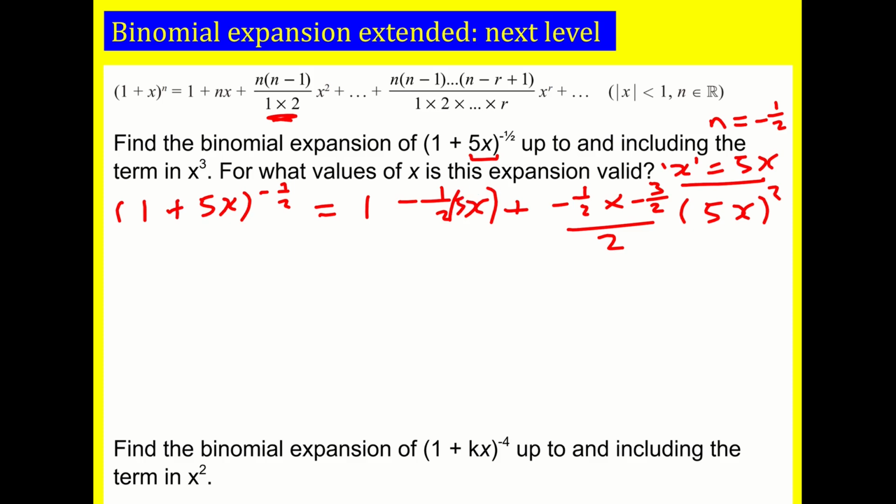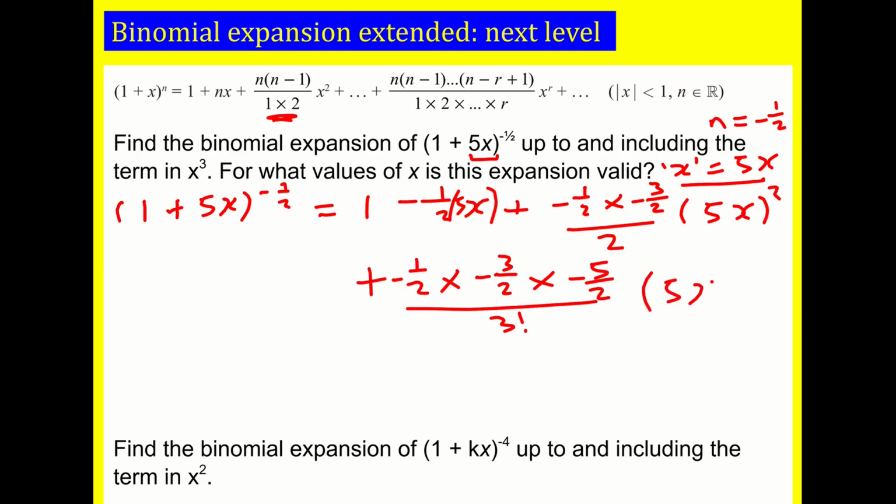Remember I said you can just substitute right in for the formula and write minus a half minus 1, or you can start by actually just calculating what that is. You've got one more term to work out, and it's going to be the same sort of thing. It's going to be minus a half times minus 3 over 2, and then I just minus 1 again, so it's minus 5 over 2. And this time I'm dividing by 3 factorial, and then it's 5x cubed. So let's work out what this gives us.